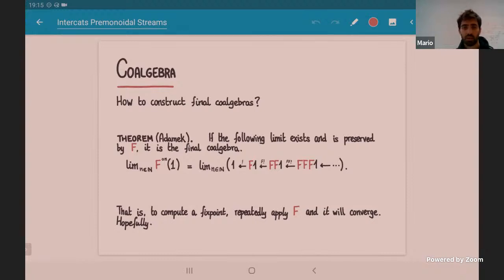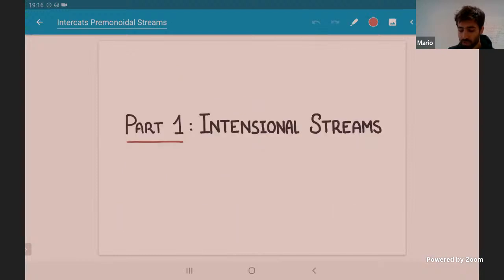The same idea can be done with functors. You're going to compute this limit of applying f repeatedly to the terminal object of your category. And then Adámek's theorem says if this limit exists and it is preserved by f, so it's a fixed point, then it's going to be the final fixed point. It's going to be the final coalgebra. So this is our way of constructing coalgebras.